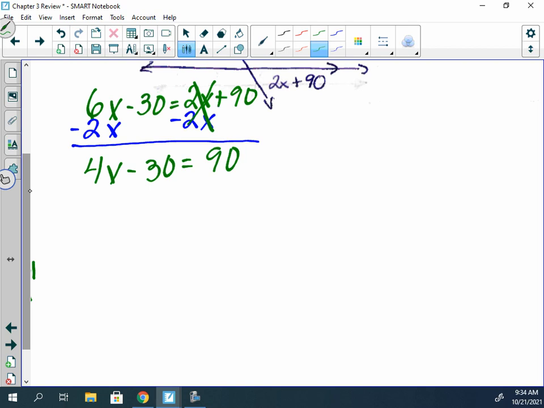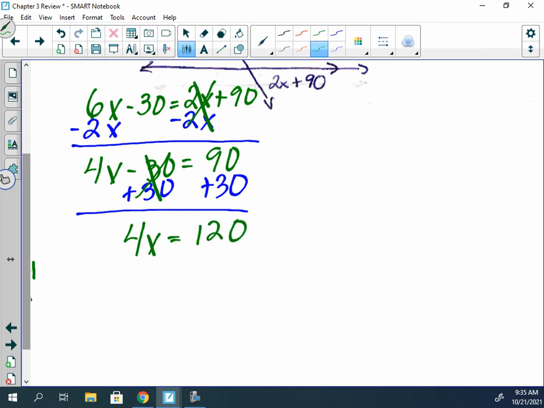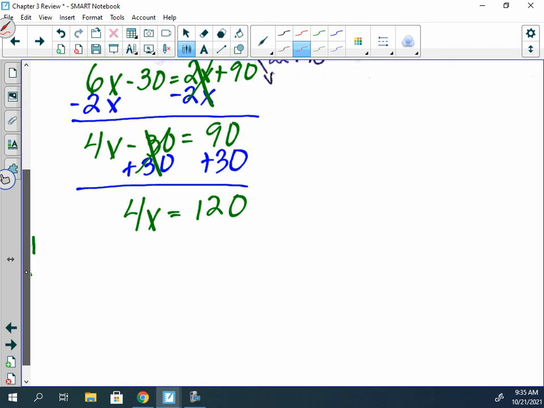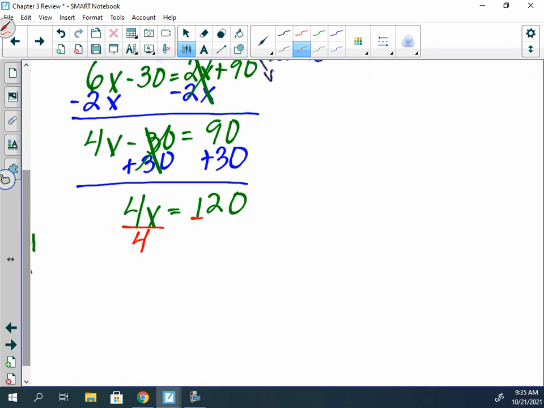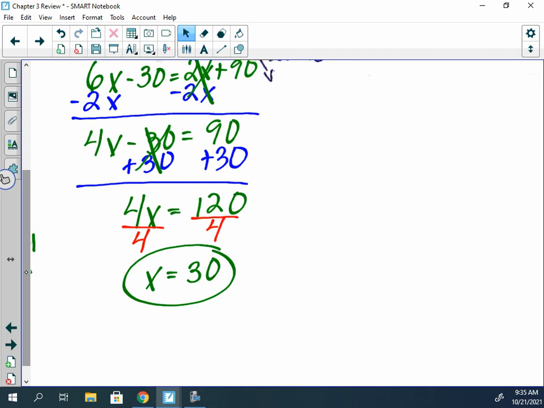And exactly, we would add 30. Since the 30 is negative, we would add it because negative 30 plus 30 is 0. So we're left with 4x is equal to, and then we would divide both sides by 4. And that's it. Any other questions on these here?